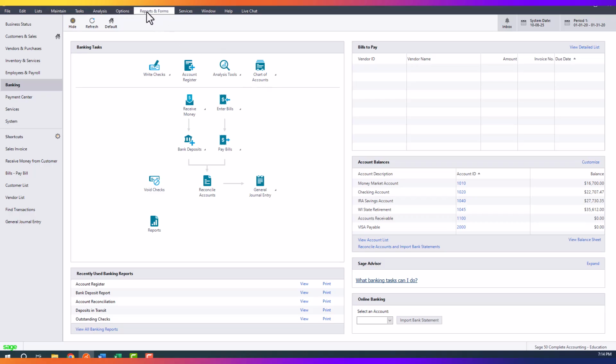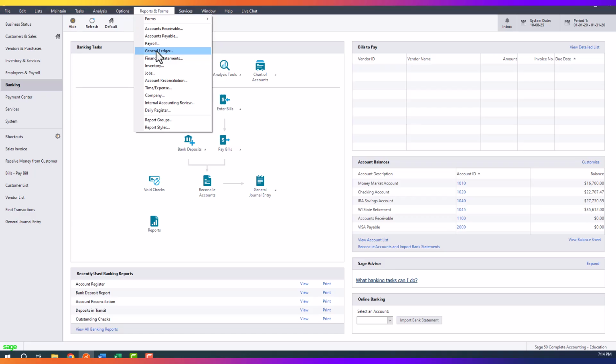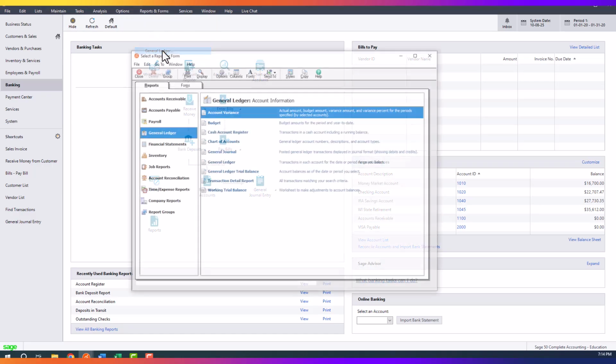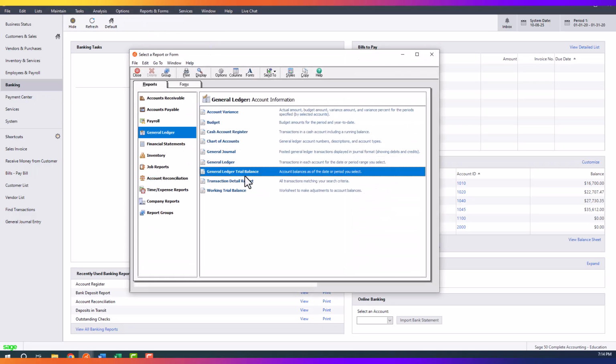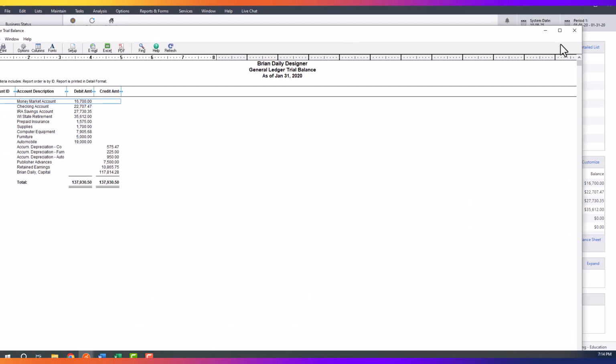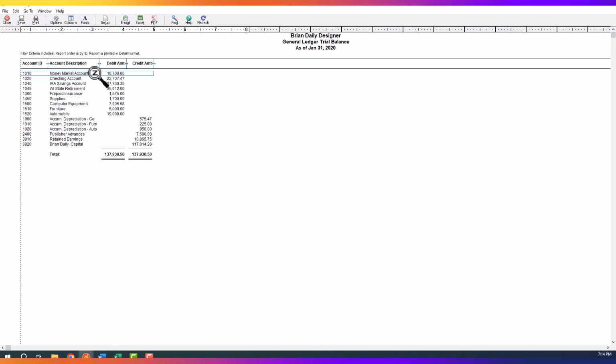And now what we're going to do is run our reports and forms again. We're going to look at our trial balance now. So I'm going to the general ledger group, and then I'm selecting the general ledger trial balance. I'm double clicking on that, and what you should see here is that your trial balance no longer has any temporary accounts in it. So no drawing account, no revenue accounts, no expense accounts. It's just a short list of assets, liability, and permanent equity accounts. And the two totals should be matching.